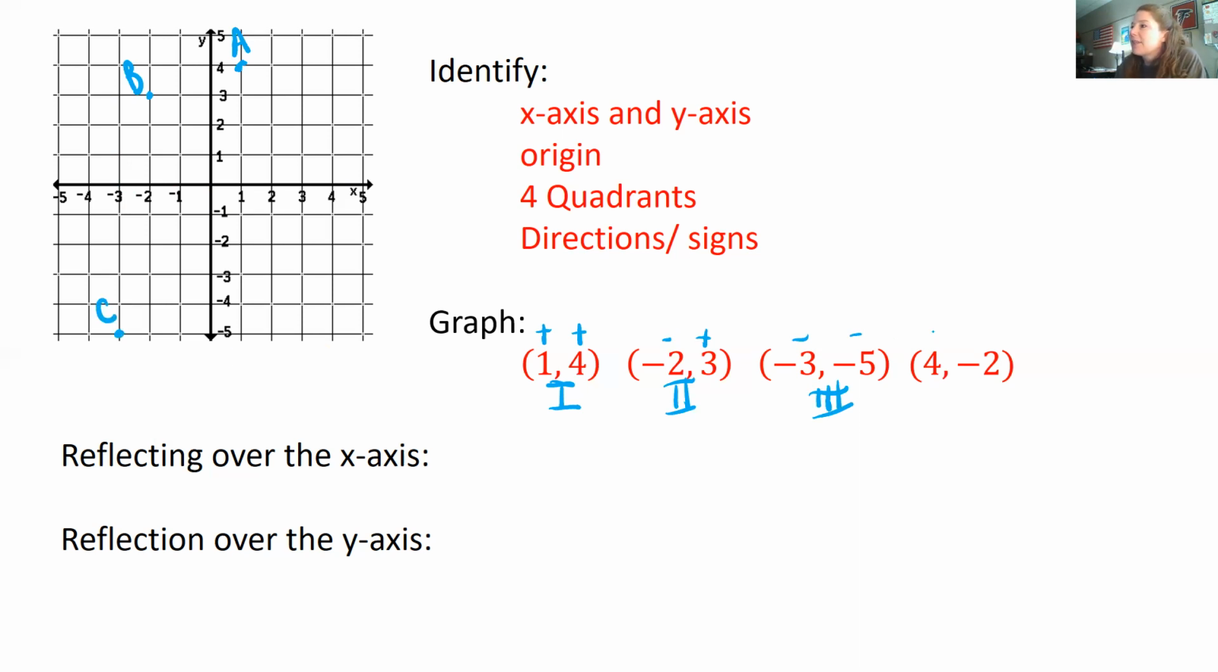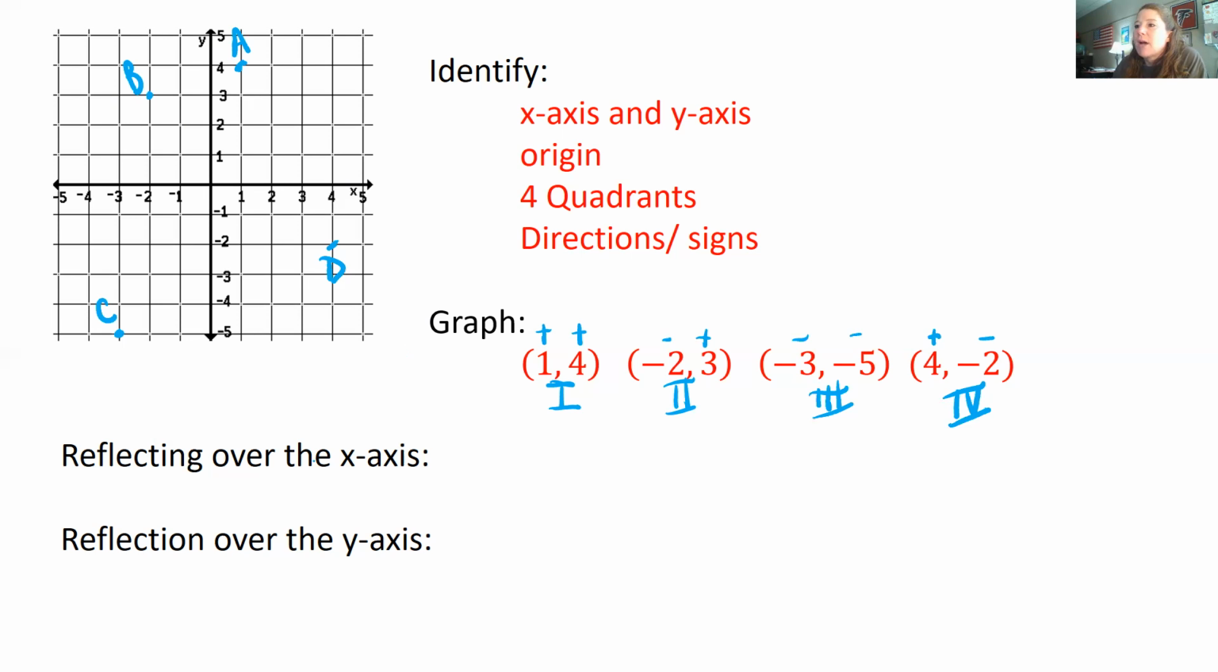And then finally, the last one says we're going to go right, and then we're going to go down. So we're going to end up in quadrant 4. So from the origin, we're going to go right 4 and then down 2. And we can call that point D. So now we have graphed points in all 4 quadrants.